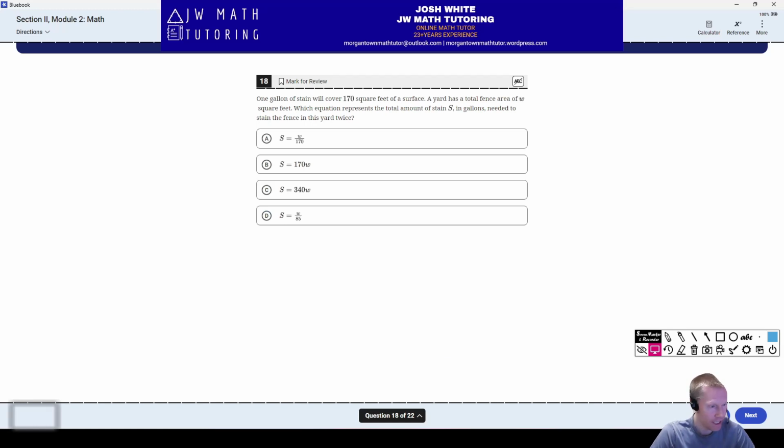Next up, we have number 18. So this one, I will show you the theoretical way, and then after that, I will show you how you could use picking numbers with actual numbers to solve this as well.